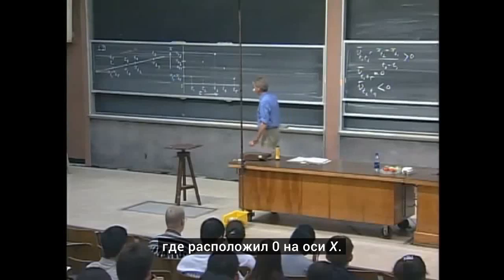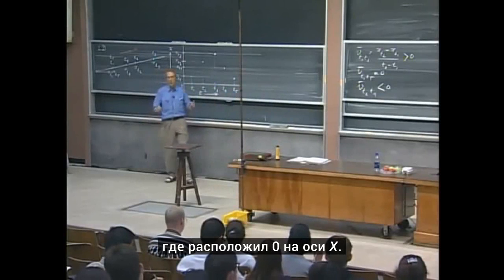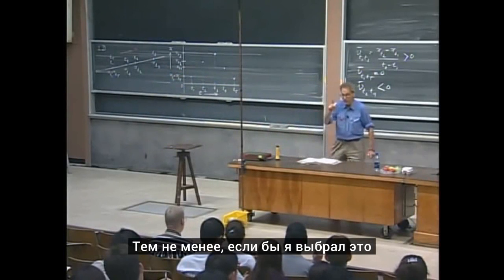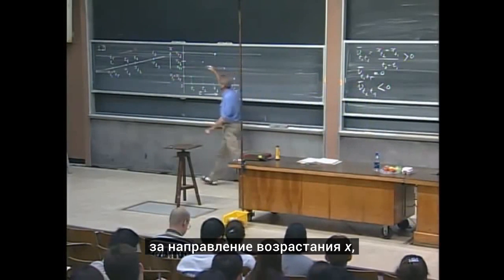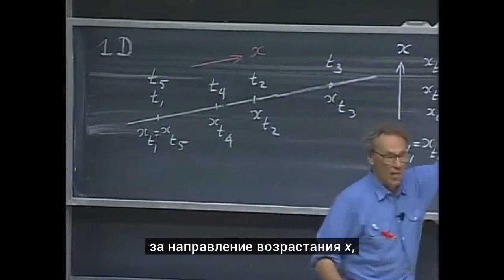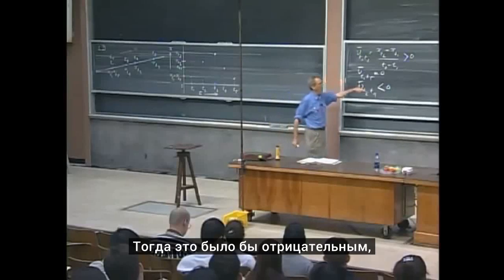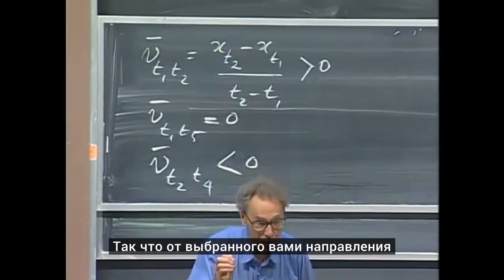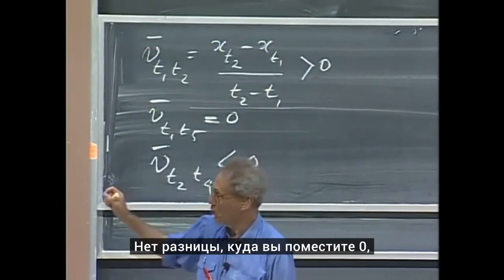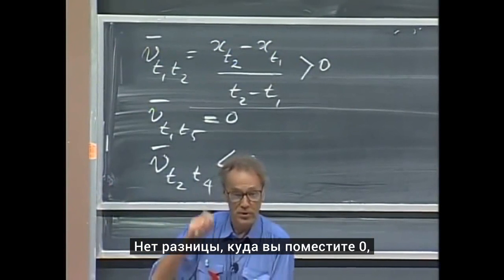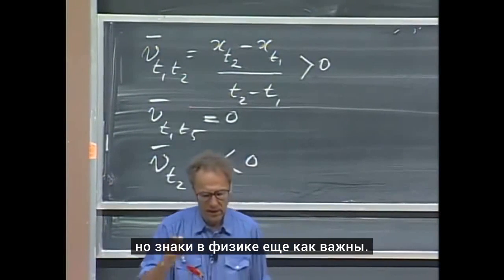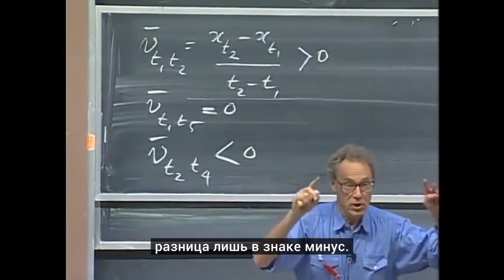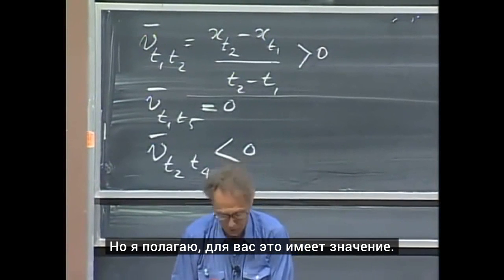Notice that I haven't told you where I choose my 0 on my x-axis. It's completely unimportant for the average velocity. It makes no difference. However, if I had chosen this to be the direction of increasing x, then, of course, the signs would flip. Then this would have been negative, and this would have been positive. So the direction that you are free to choose determines the signs. The location where you put your 0 is not important, but signs in physics do matter. Signs are important. Whether you owe me money or I owe you money, the difference is only a minus sign. But I think it's important for you.